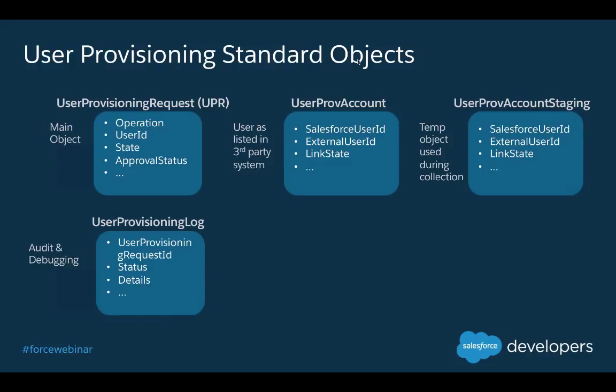So when we scroll down on that user detail page, that's essentially what we were seeing listed at the bottom, there were 2 user prov account records. They were just surfaced in the UI as those external accounts, right? Yes. User prov account staging is a temporary object that's just used by the collection process, so you don't have to worry about it much. User provisioning log is again an API enabled object that you can use for your troubleshooting. You can directly write into this object from your Apex classes for your debug messages.